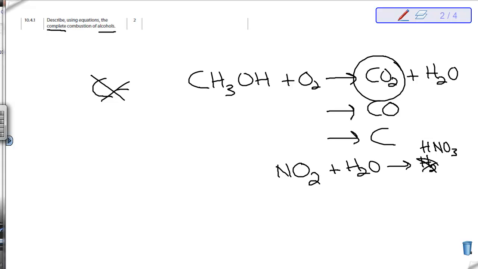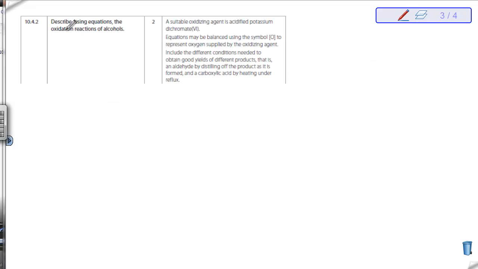So let's continue forward to a little more difficult topic, and that is the oxidation of alcohols. Oxidation, in the old days, basically meant a reaction with oxygen. Oxygen was involved, and that's not used anymore as the definition. Now we talk about oxidation in terms of electrons being gained and lost.